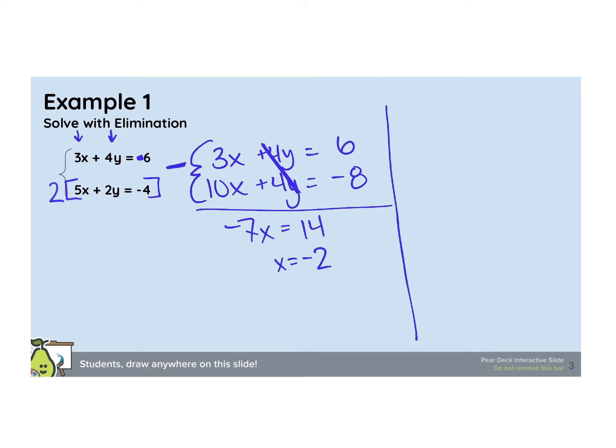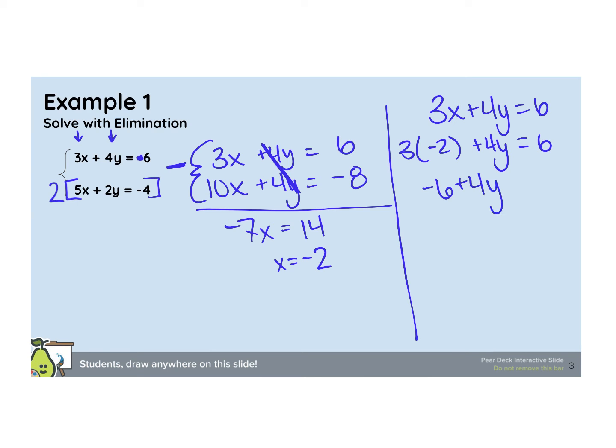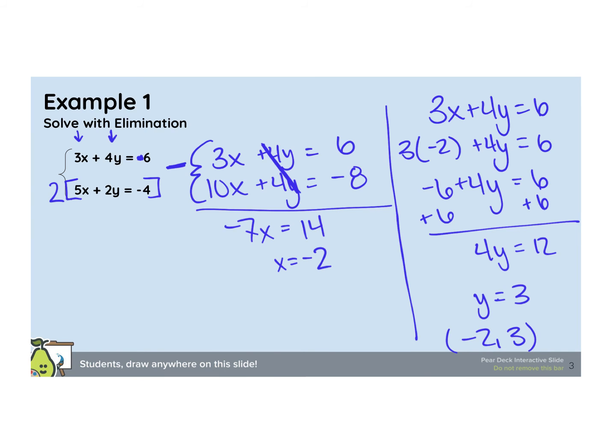Pick an equation. I'm going to choose the first one. Everything's positive, so I'm going to use this one. And instead of x, I'll put a negative 2 in its place to figure out what y is. So I get negative 6 plus 4y equals 6. I'm going to add 6 to both sides. And I get 4y equals 12. So y equals 3. I think the answer is negative 2, 3. We'll check it on the next slide.